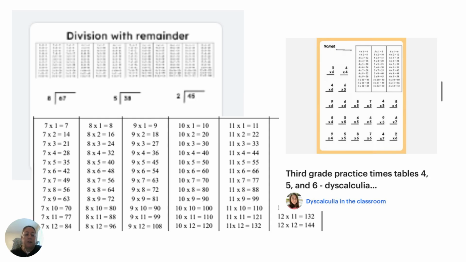So you can see here a couple examples, right? I have created my own resources that I use where I give the times tables list. Now I want you to notice I'm not giving them that crazy chart where they have to graph, right? Where they're going down this way and they're going this way and where does it meet? That is a whole other conversation about why that is way too much work on the brain for a student who has low numeracy or even a math learning disability.